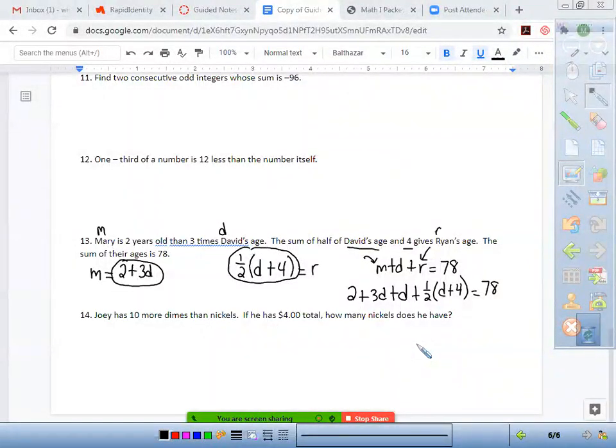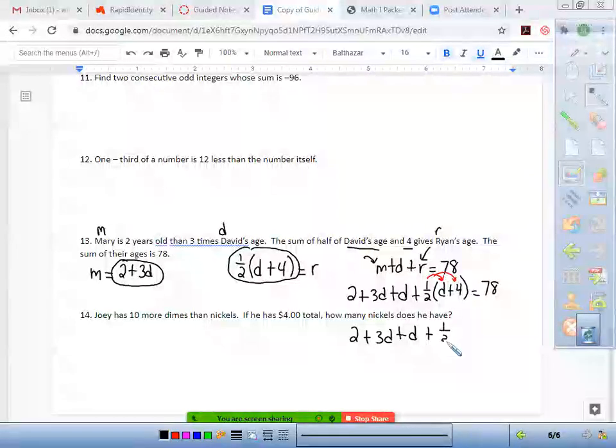How do you want to start solving it? Distribute. So we're going to distribute this 1/2. I'm just going to drop everything else down. So 2 plus 3D plus D. Let's see, what's 1/2 times D? 1/2 D. And then 1/2 times 4 is going to be 2. That's right. And then we got equals 78.